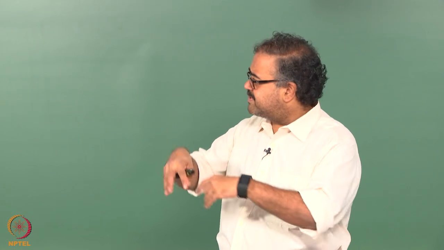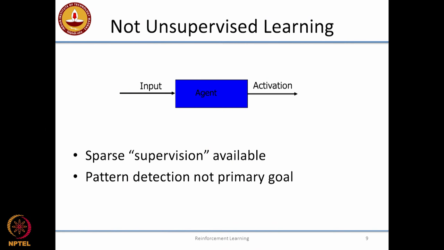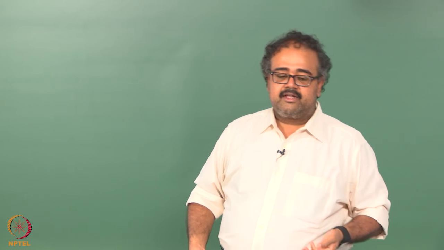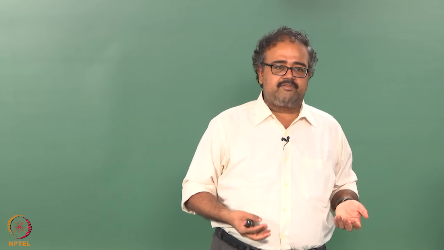Right? It's also not unsupervised learning. So in unsupervised learning, you have some kind of an input that goes to the agent, and then it figures out what are the patterns in the input, right? Here you have some kind of an evaluation, and you are expected to produce an action in response to the input. It is not simply pattern detection, right? So you might want to detect patterns in the input so that you know what is the right response to give, but that is not the primary goal. But in unsupervised learning, the pattern detection itself is the primary goal. So that is the difference.